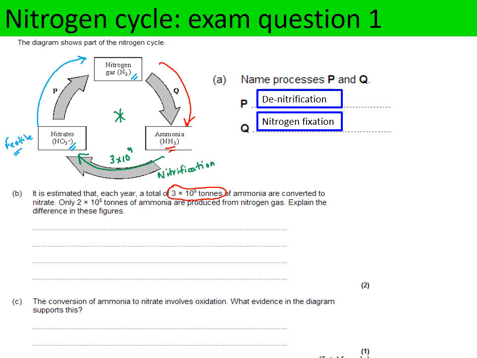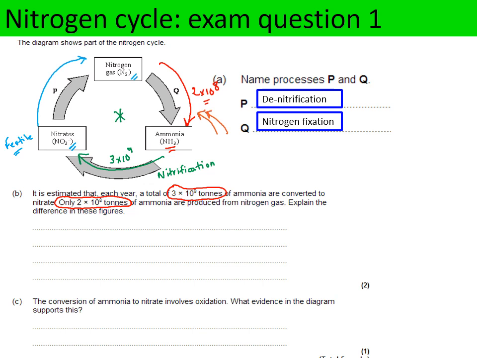Now the next part of the question says only 2 times 10 to the power 8 tons of ammonia is produced from nitrogen gas. So we can put that up here. 2 times 10 to the power 8 tons of ammonia is being made through nitrogen fixation by Azotobacter and Rhizobia. So there's a discrepancy between the amount of ammonia being produced, which is 2 times 10 to the power 8, and the amount of nitrates being produced, which is a lot higher at 3 times 10 to the power 9, so 3 billion tons. So where does the extra ammonia come from?